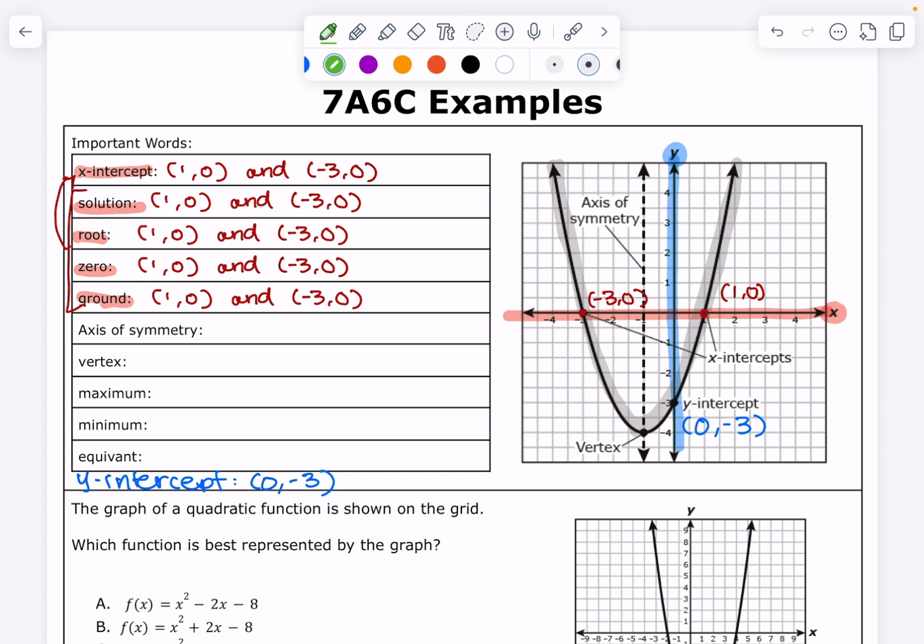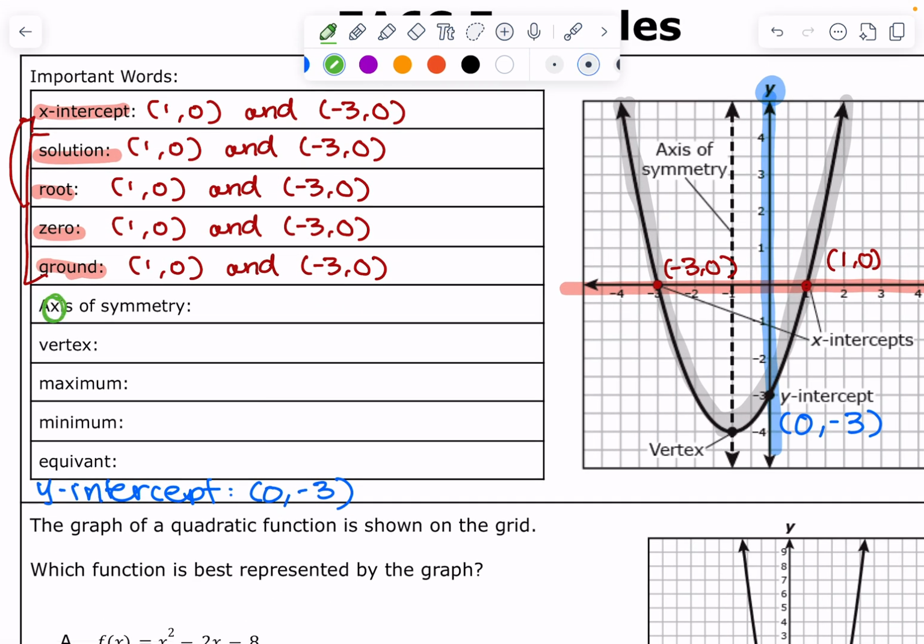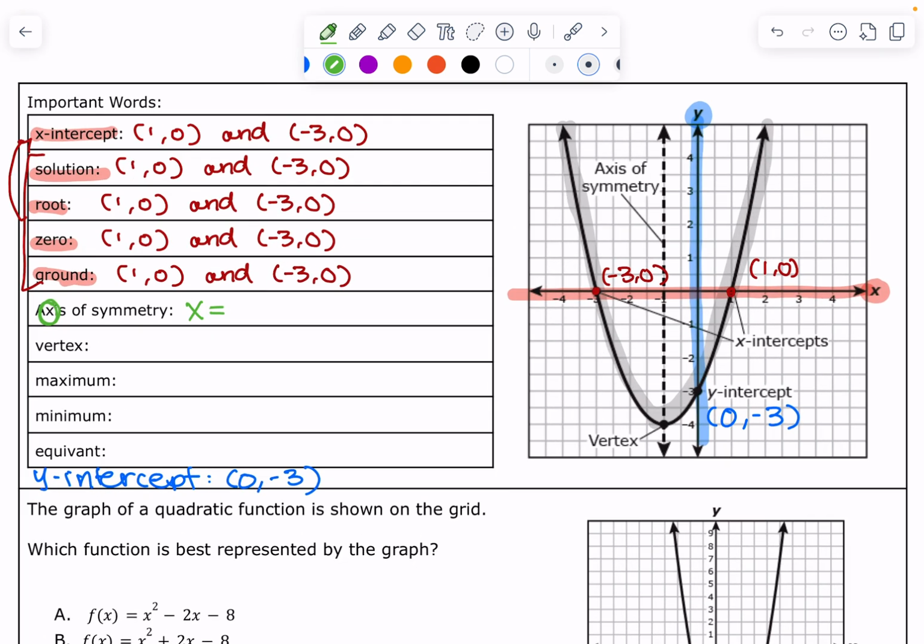Now, let's talk about the axis of symmetry. Remember, axis of symmetry is x equals a number. Our axis of symmetry is a line that cuts our graph in half at the vertex. At my vertex, we touch -1, so x equals -1. My vertex is (-1, -4). The x value for this point is -1, and my y value is -4.